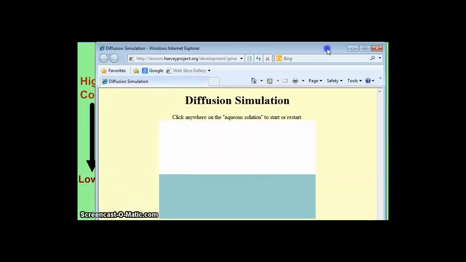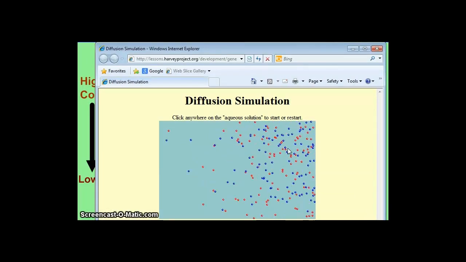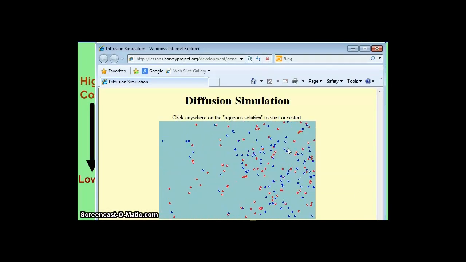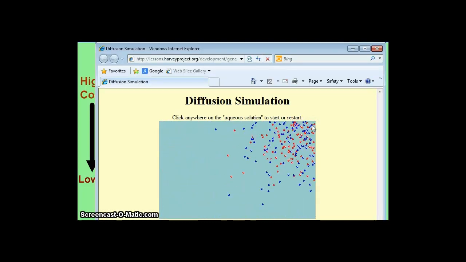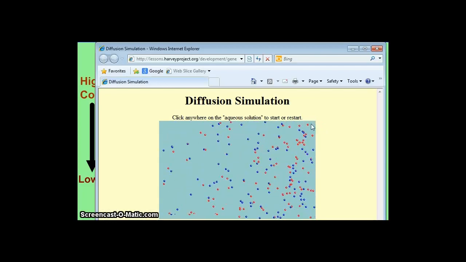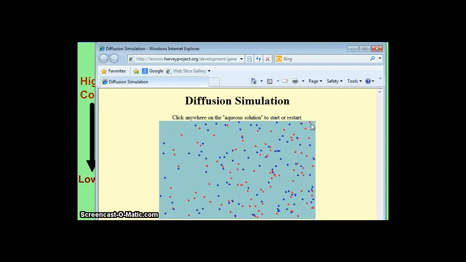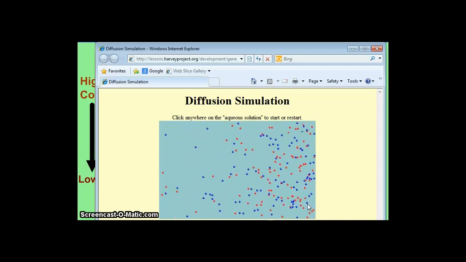And I'm going to move this up into our view so we can see it. And here we see small red and blue molecules which are bouncing around. And I can restart it in a corner, creating an area of high concentration. And those small red and blue molecules are going to move from an area of high concentration to an area of low concentration. And it doesn't matter where I start it.